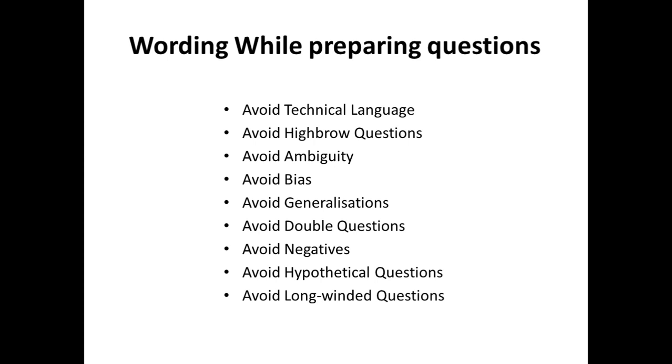Never use jargon, never use technical words, assuming that the common man may not understand your language. Then avoid highbrow questions, which are basically repeatedly asked questions, and never put questions which are being repeated. Next is avoid ambiguity. Particularly when you are putting compound sentences, people will not be able to understand your question. So put very plain, simple sentences, and then avoid bias.